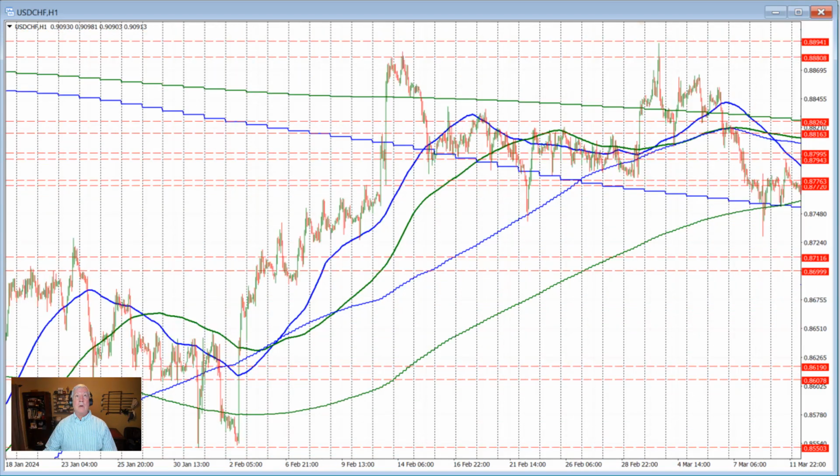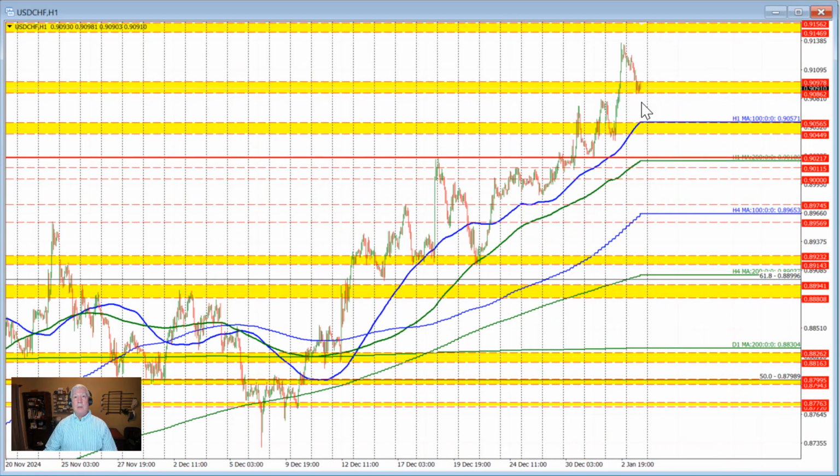But there is work to do, and that work to do comes off the hourly chart. If the price were to move lower, then this 100-hour moving average becomes the next key target on the downside. That level comes in at 0.90571. If I were to put a Fibonacci retracement from this low to this high right here, this is the corrective low going back to December 20th.